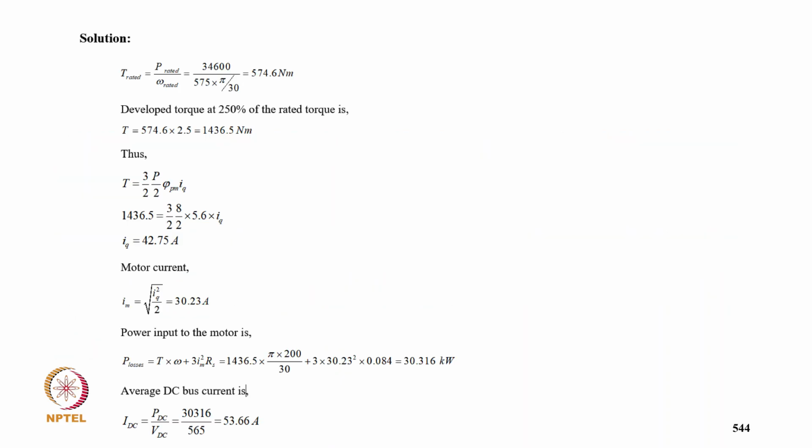So the solution: the torque required is 250% of the rated. This is T rated equal to P rated upon omega, so this is 576, and developed torque is 250%. So IQ is 42.75, motor current is IQ by root 2, that is 30.2, and power input to the motor is T omega plus 3 IM square R. Putting in the values, it comes to 30.316, and average DC current is PDC over VDC, it comes to 53.66 ampere.